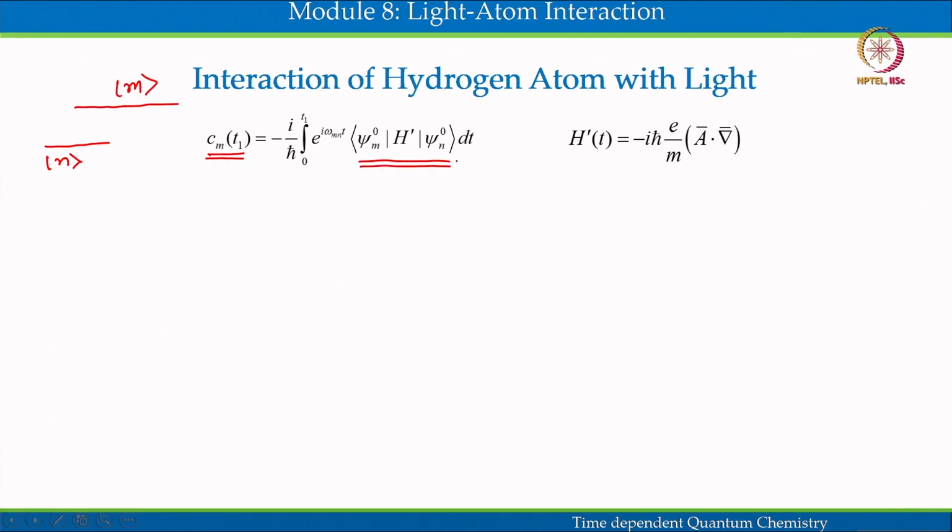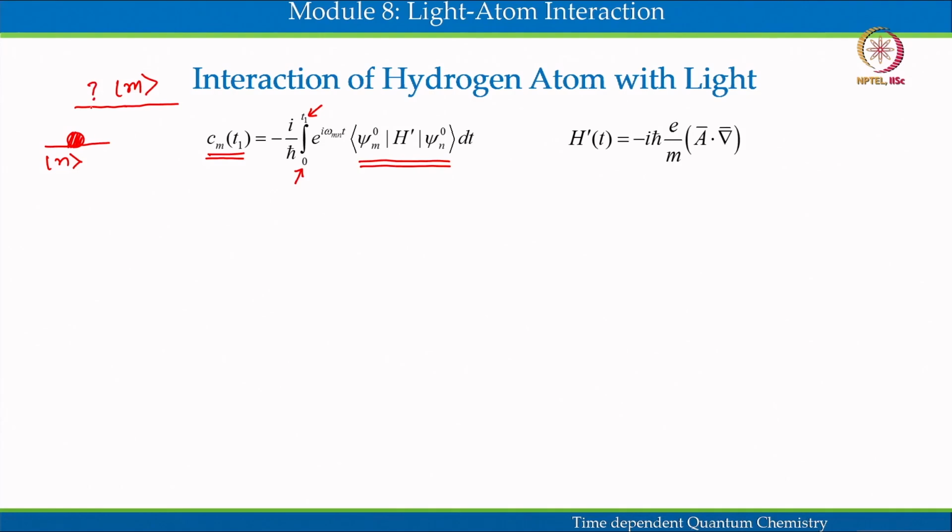When the system is undergoing the transition, we will assume that the perturbation started, which means the light matter interaction or light atom interaction started at t equals 0, ended at t equals t1, and immediately after we turn off the perturbation, we would like to know what is the population. So we started with the population in the n state, and after this interaction, what is the population in the m state? That's exactly what we are trying to find out here.